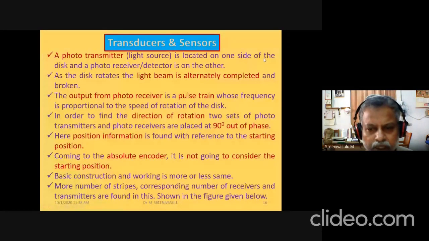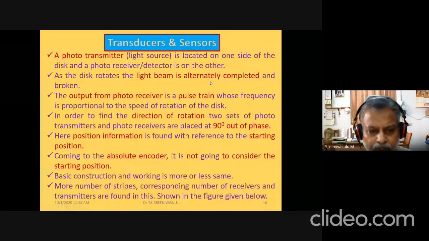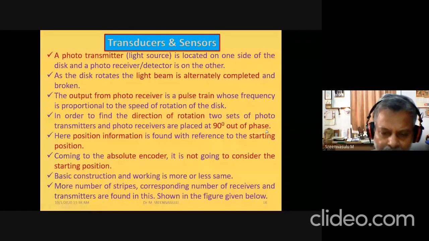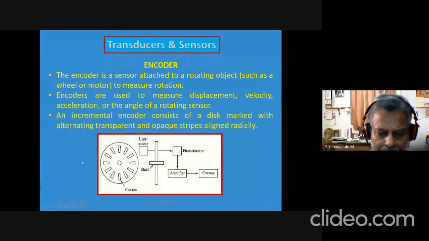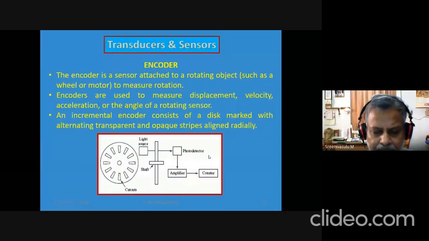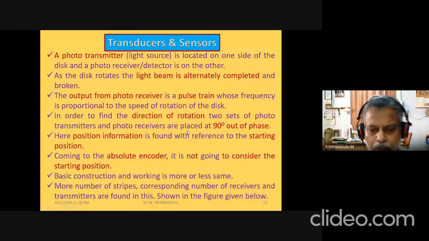A photo transmitter is located on one side of the disc, and a photo receiver detector is on the other side. Light beam, output shaft. In order to find the direction of rotation, two sets of photo transmitters and photo receivers are placed at 90 degrees out of phase. Maybe with this straight configuration, we may not be in a position to know the direction of rotation. In order to know the direction of rotation, two sets of photo receivers are placed at 90 degrees out of phase.